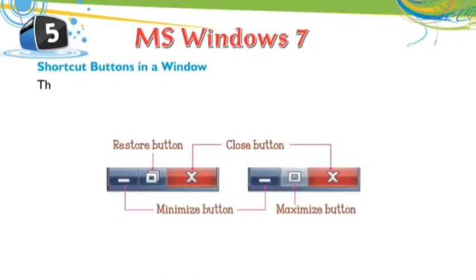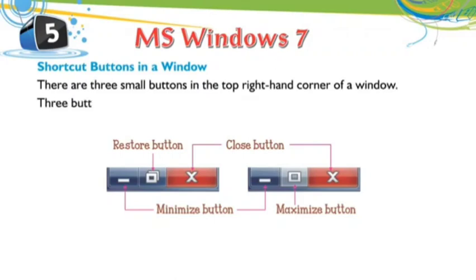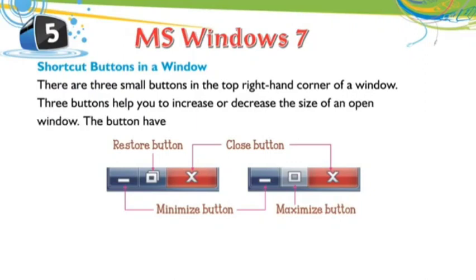Shortcut buttons in a window. There are three small buttons in the top right hand corner of a window. These buttons help you to increase or decrease the size of an open window. The buttons have been shown below. Restore button, close button, minimize button, maximize button.